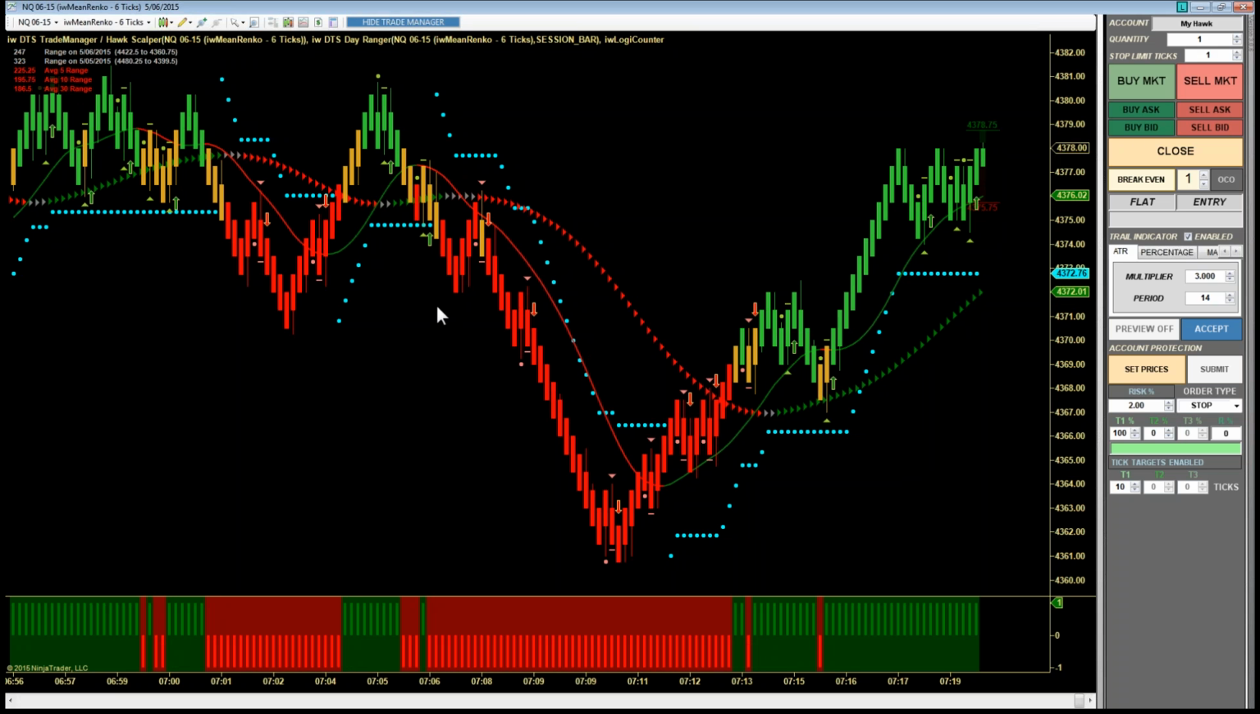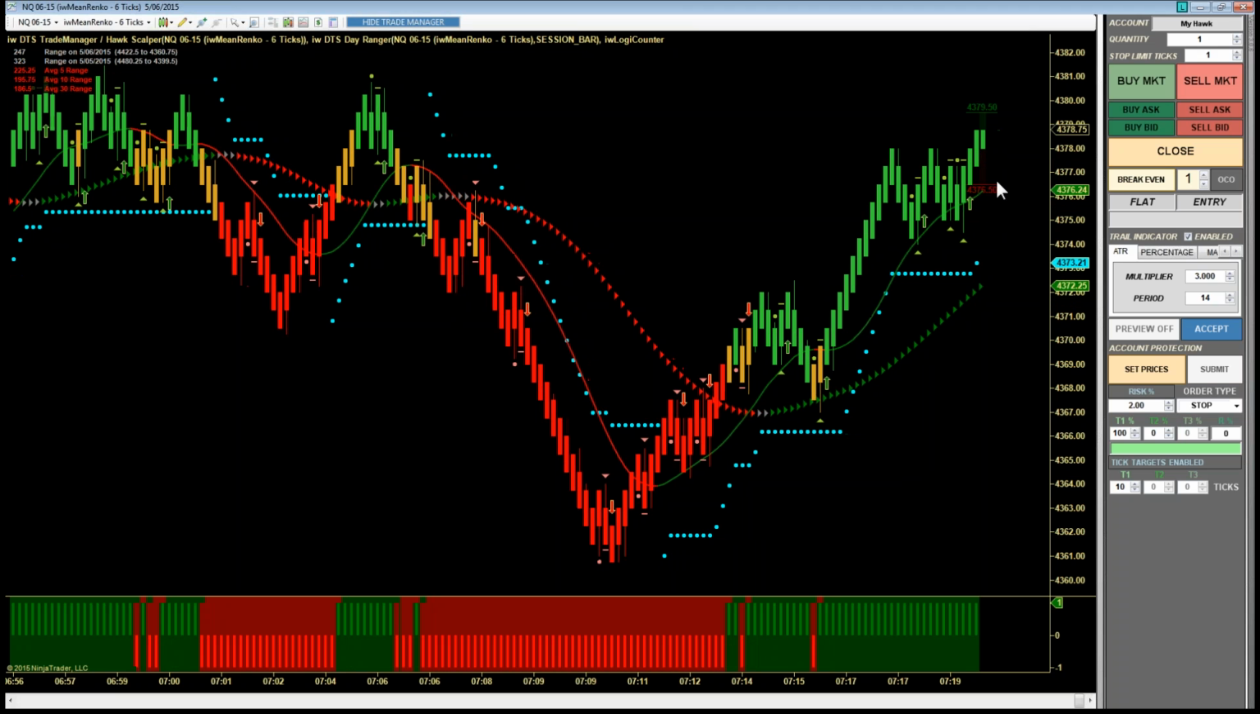So the Renko bar builds according to a range. You can see this one is set at a 6-tick mean Renko. What that means is that when the bar trades 6 ticks higher or lower, it will form the bar. It's actually a terrible name for these bars. They sound like they're very angry.